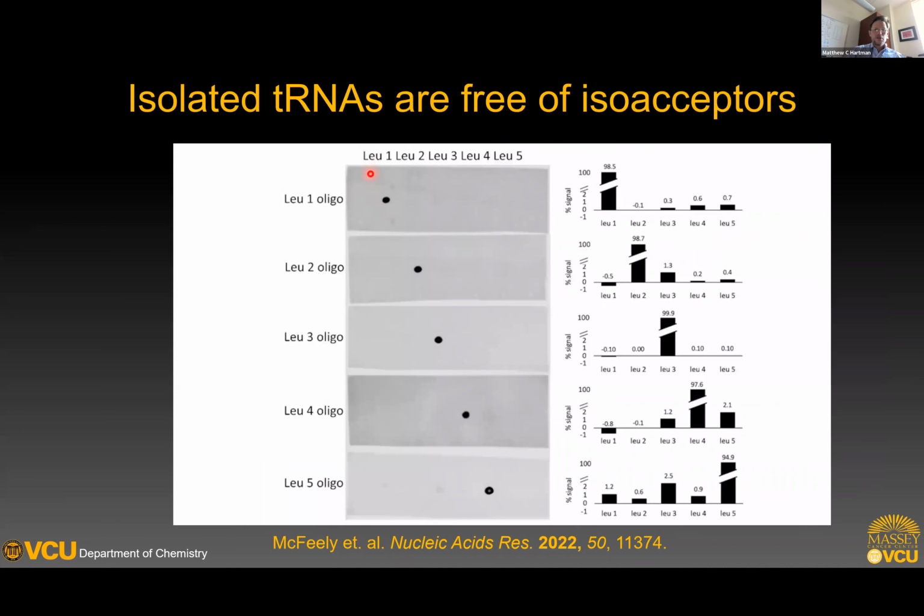So we took our individual leucine tRNAs and we looked to see if any other tRNAs were present in the mixture, and we can see really nice clean northern blotting.